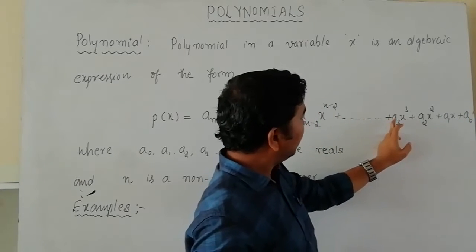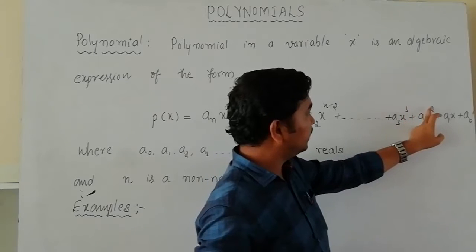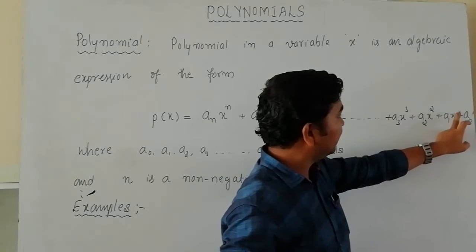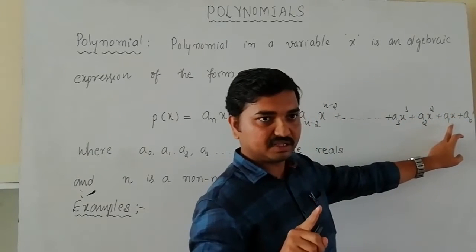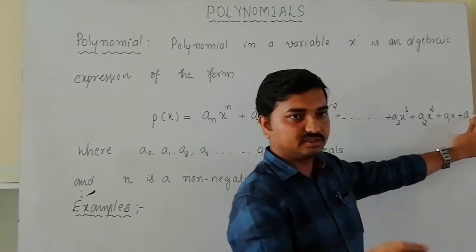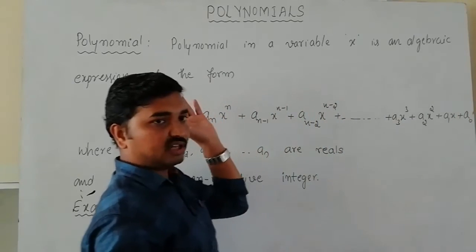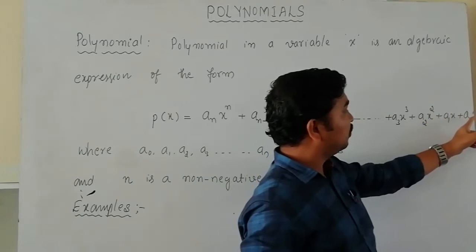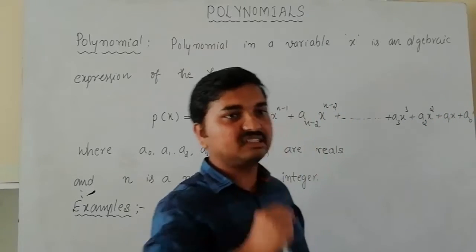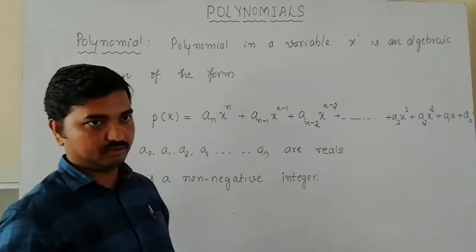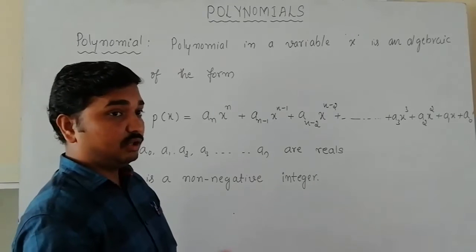Now look here, up to here x power 3, then power 2 reduces, and then here the power is nothing, which means x power 1 is present, and then x power 0. Now look here, it goes on decreasing, and at last it goes to x power 0. That is the least exponent. So now by this you can understand.